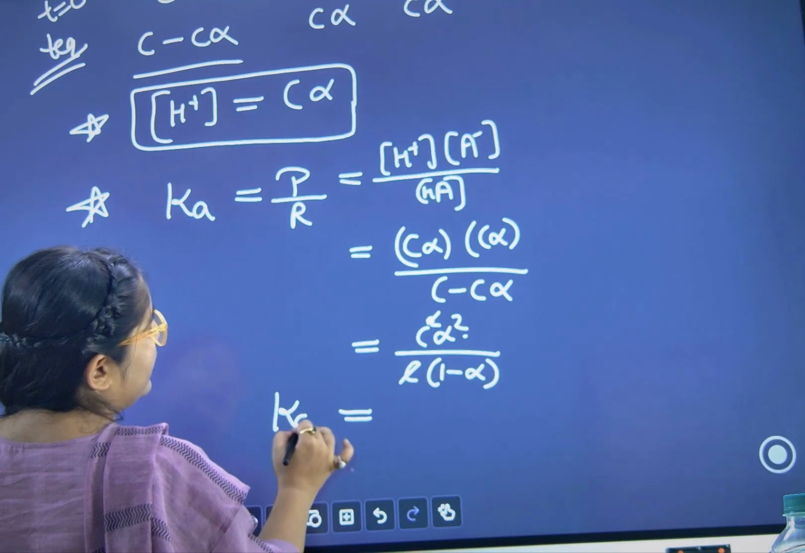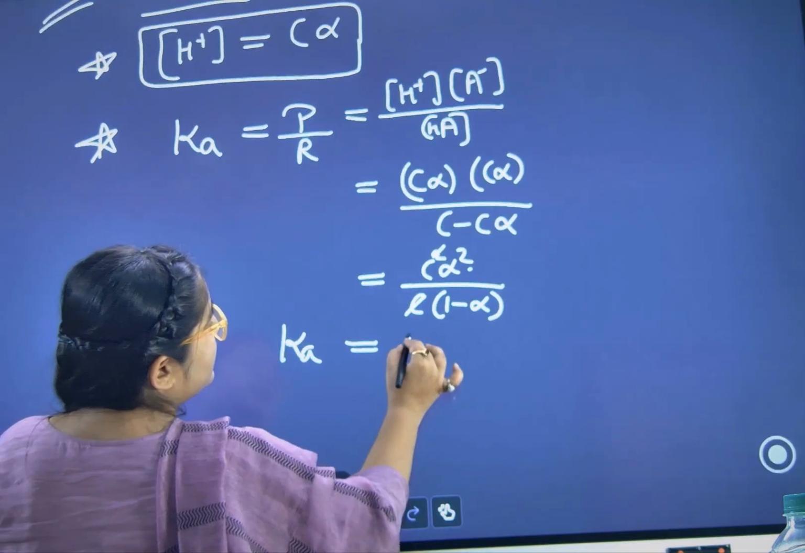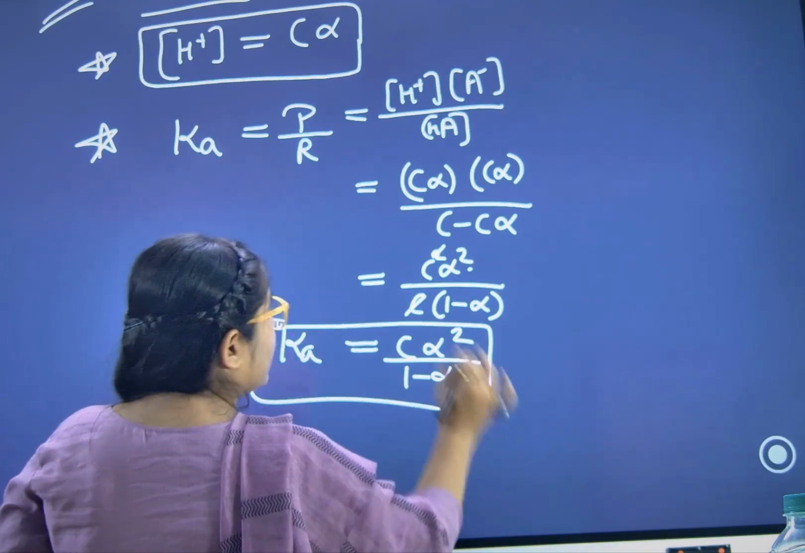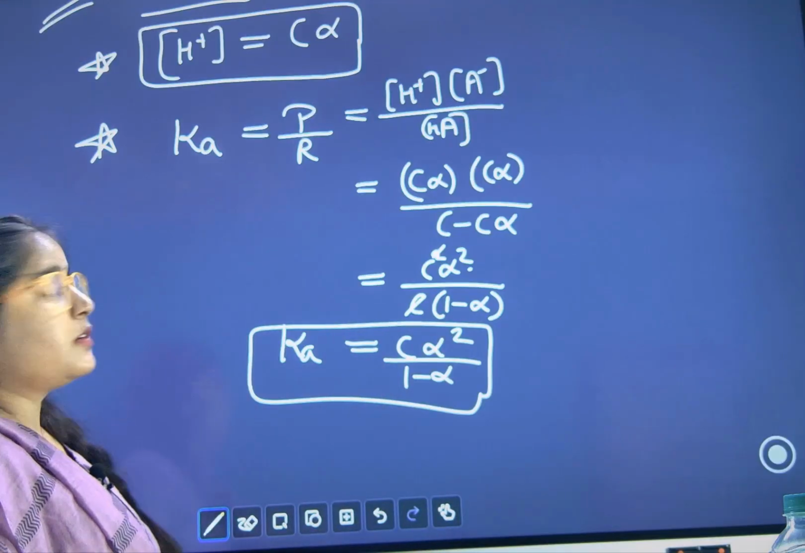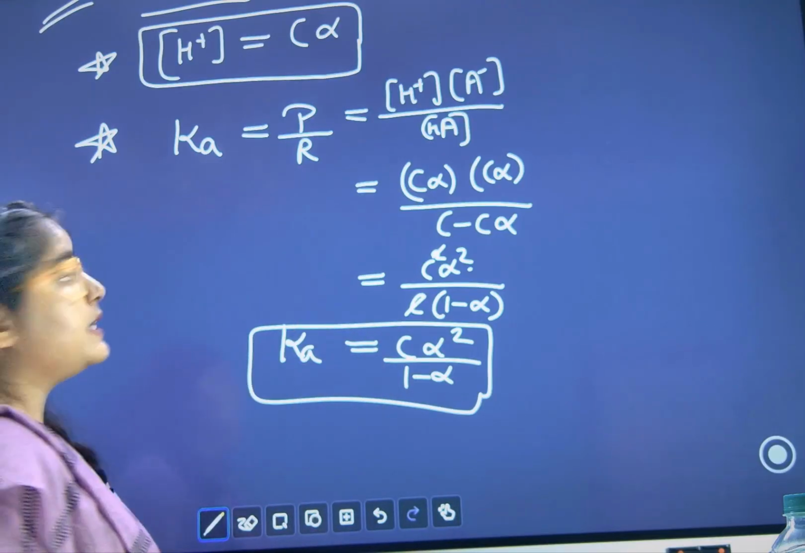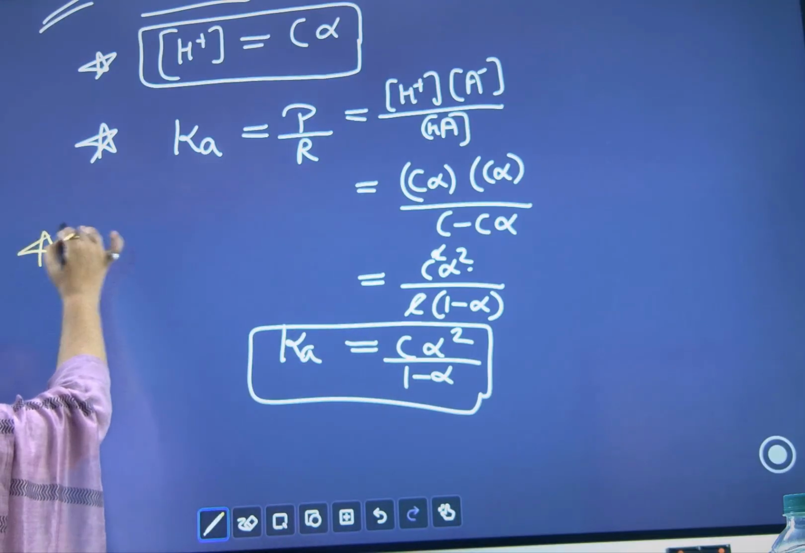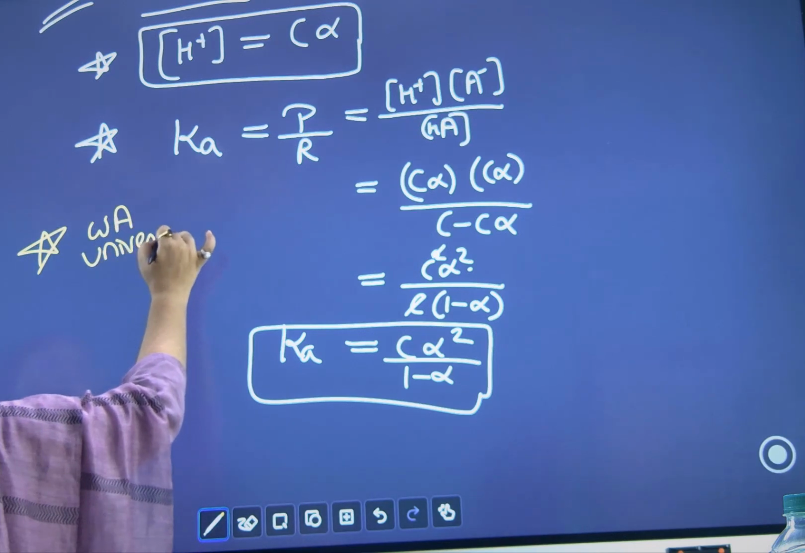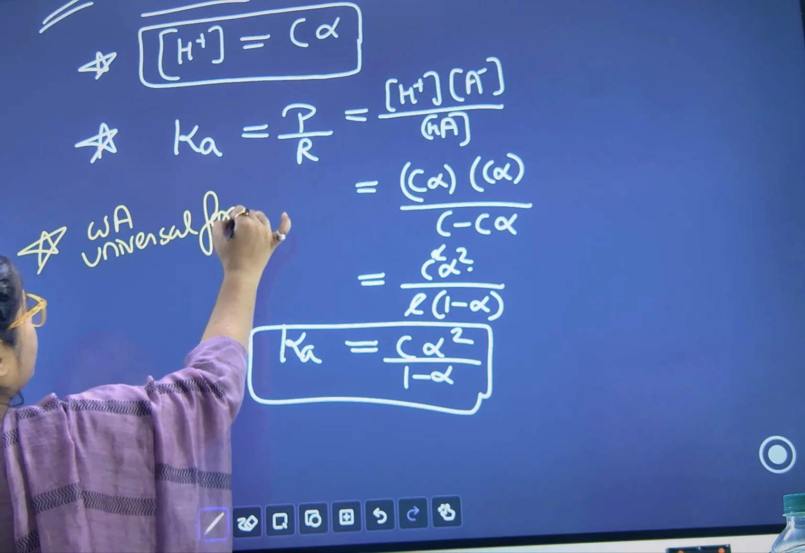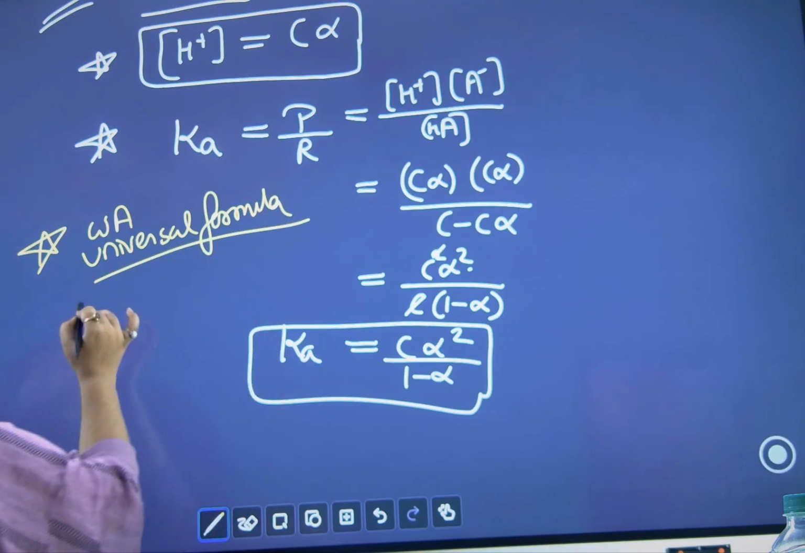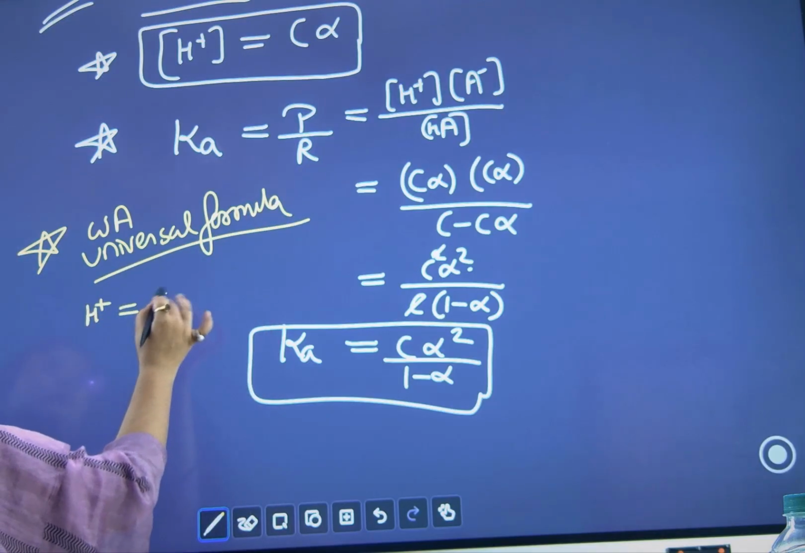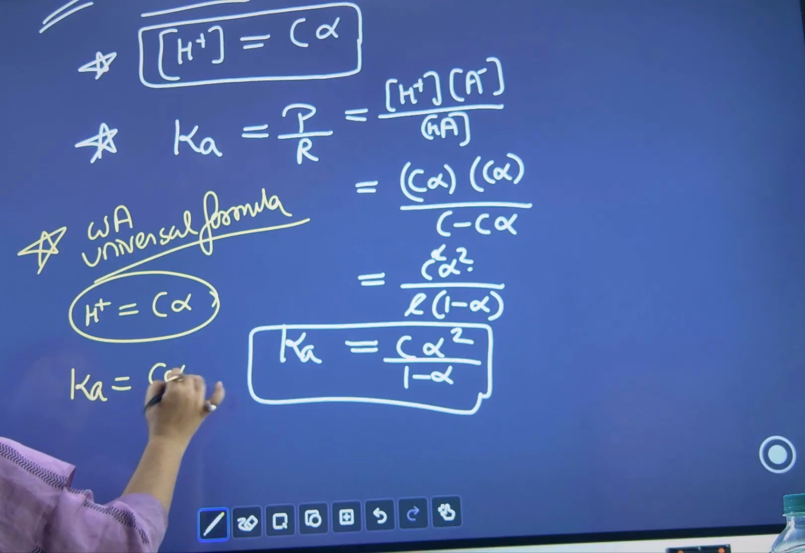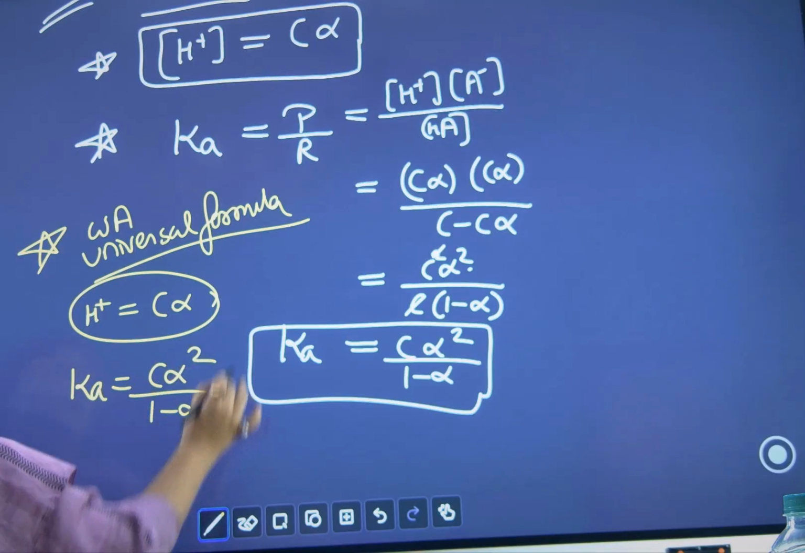From here Ka how much we will get? Tell me fast. C alpha square by 1 minus alpha. So here I am writing 2 star points for weak acid. The universal formula, always applicable formula, is first H ion equal to C alpha and second Ka equal to C alpha square by 1 minus alpha.